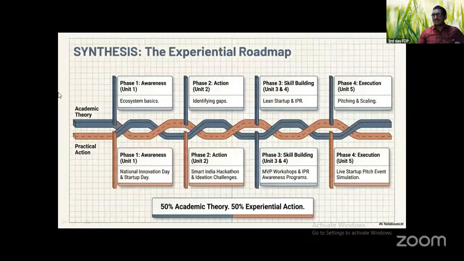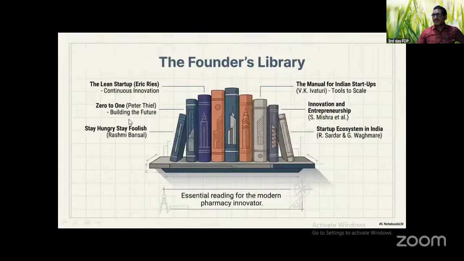Next, these are the phases of the experiential roadmap. 50% is academic and 50% is experiential. So here you can see phase 1, phase 2, phase 3, and phase 4. Phase 1 awareness, phase 2 action, phase 3 skill building, and phase 4 execution. Founder, here you can see the lean startup methods, 0 to 1. All these things are the models.